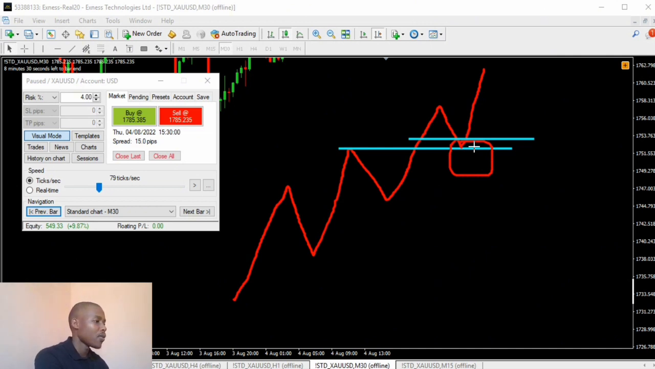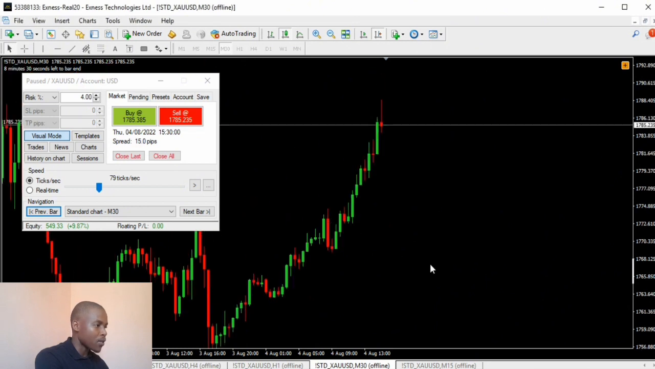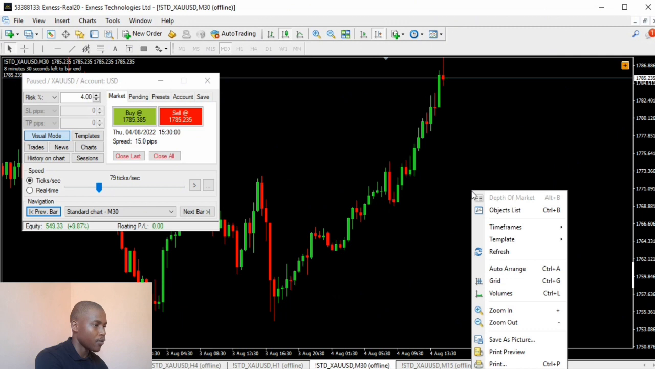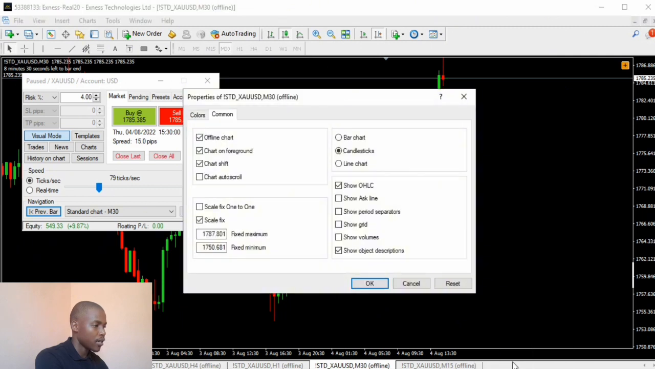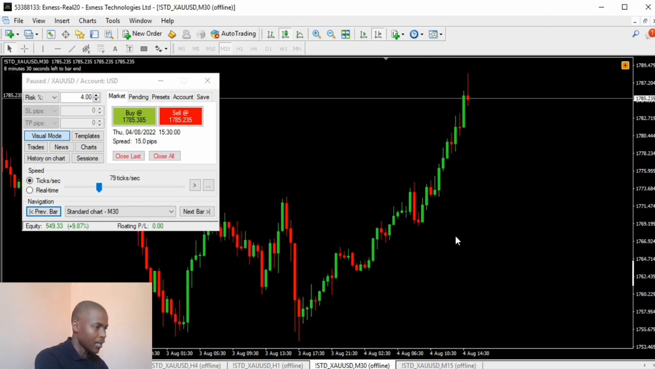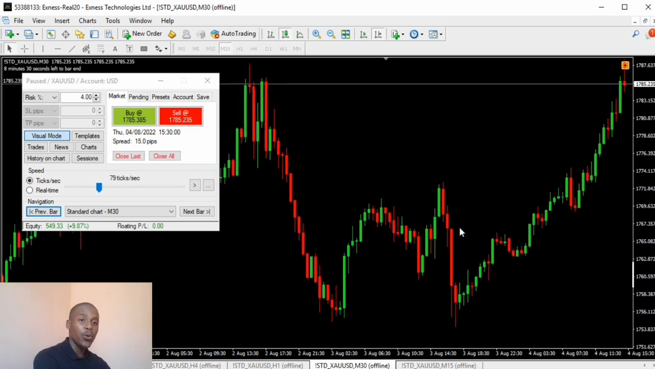Okay, so now we're just gonna remove all that and then analyze properly. Let's start off. Let's scale fix that. Okay, it's good. So now, as you can see, this is what the market basically does. The market will have a high momentum going downwards. This is what the market did.